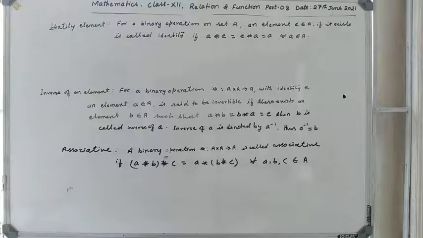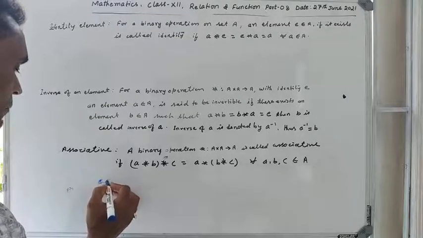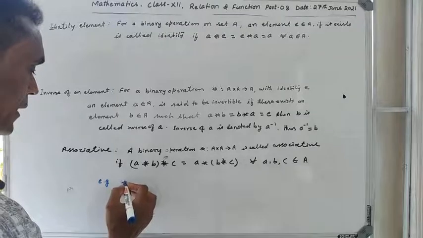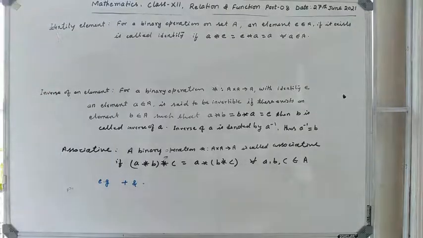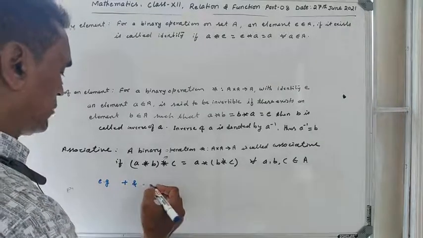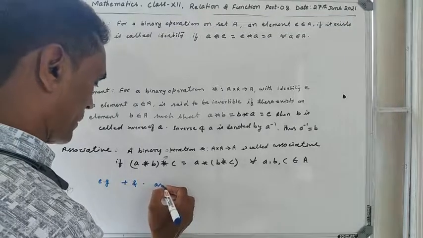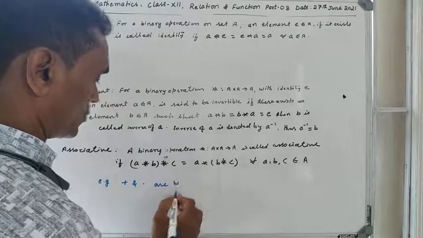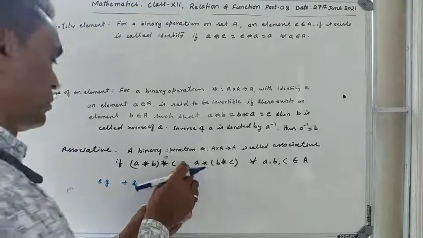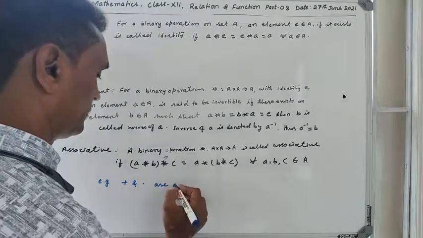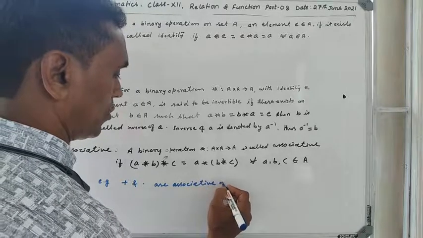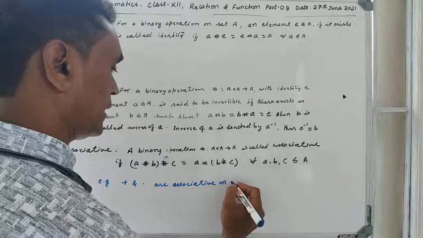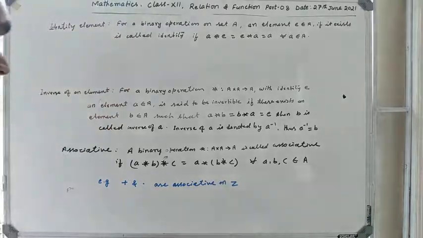So for example, you can see addition and multiplication are binary operations on the set, suppose, of real numbers, and they are associative on, suppose, any set of integers.